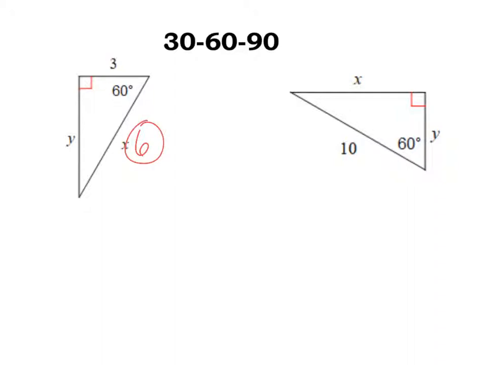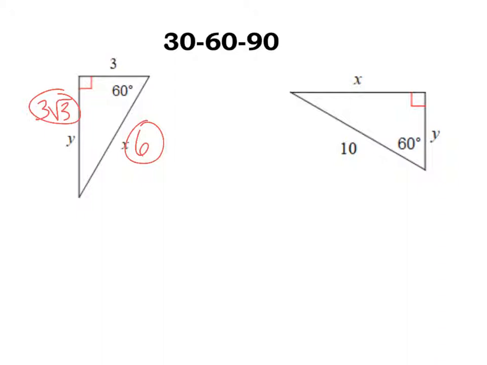Now we also have to find the long leg. And if you peek back at the remember this slide, if you have your short leg, to get to your long leg, you have to multiply by root 3. So I'm going to take 3 times root 3. And that will get me the long leg. It works great if you know the short leg. That's the easiest route.